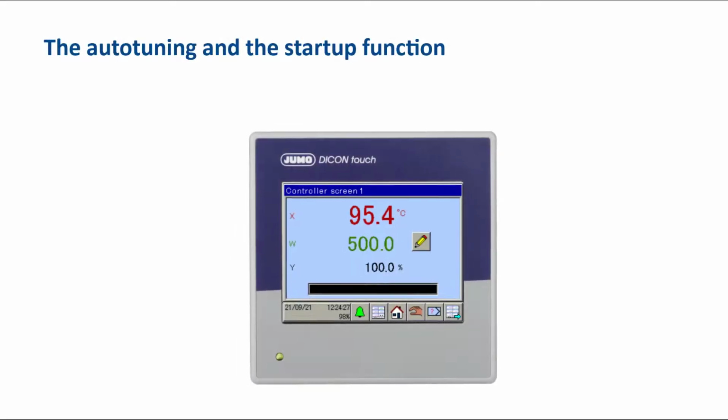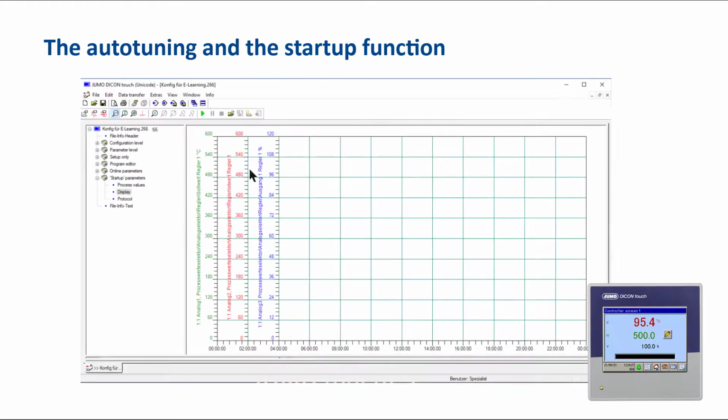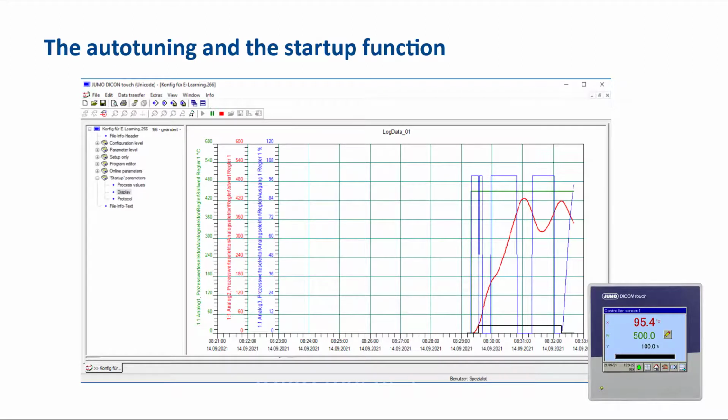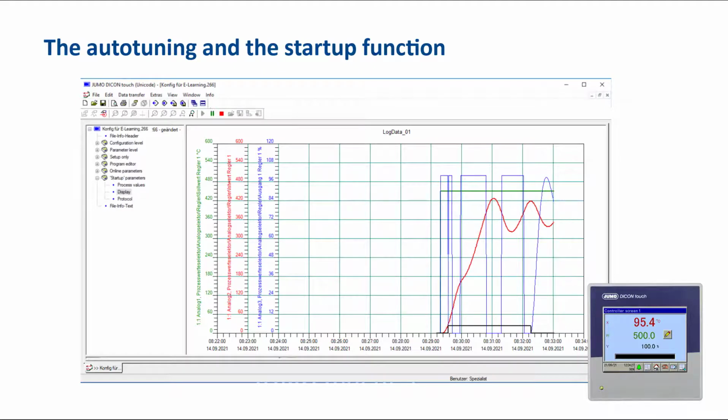The control parameters are determined by autotuning. During autotuning and in later operation, the behavior of the controller can be checked with a so-called startup function. The output level changes between 0 and 100% and the reaction of the actual value is evaluated. After auto-tuning, the controller regulates with the determined parameters to the adjusted set point.